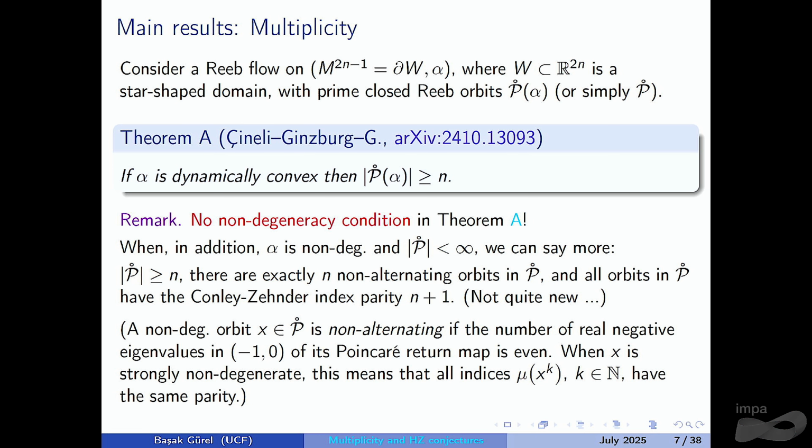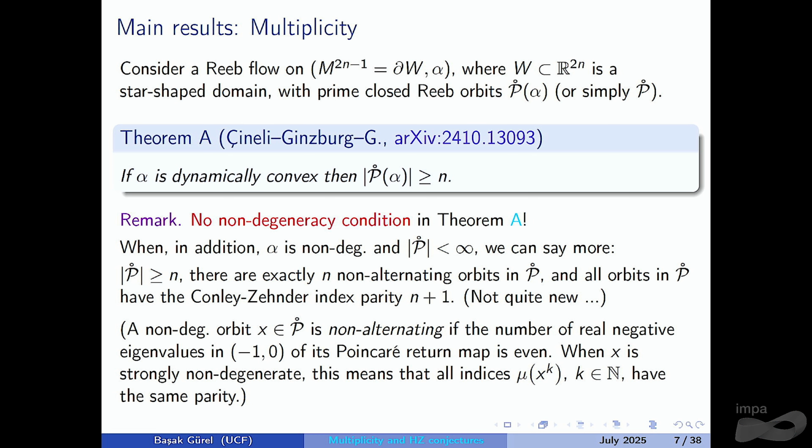So here are the results. This condition will be essential in this work as well. So the first theorem is the following. If the contact form is dynamically convex in the sense I have just described, then you have at least n prime closed Reeb orbits. The important thing here is that there is no non-degeneracy condition in this theorem.